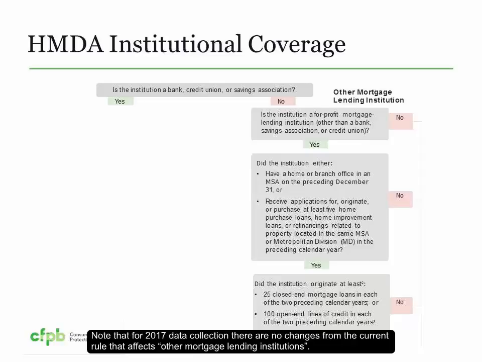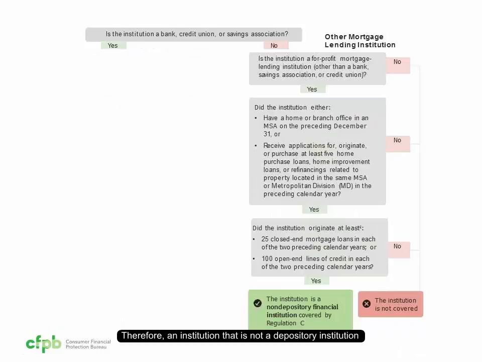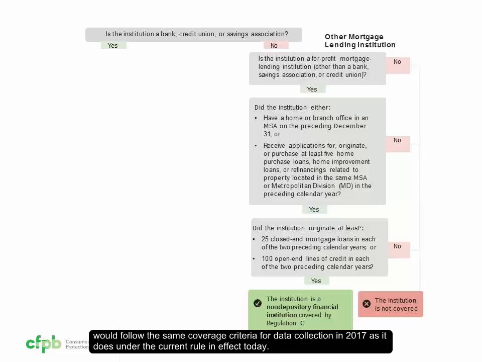Note that for 2017 data collection, there are no changes from the current rule that affects other mortgage lending institutions. Therefore, an institution that is not a depository institution would follow the same coverage criteria for data collection in 2017 as it does under the current rule in effect today.